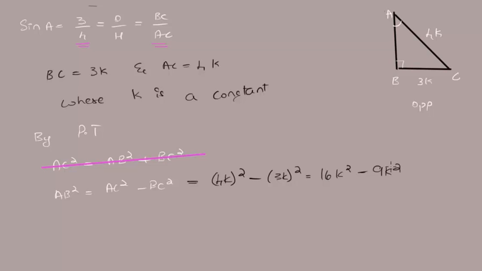9k square. So we have 16 minus 9, that is 7k square. So AB is equal to root of 7k whole square, so root 7 root k square. People who know basic maths know that square and square root get cancelled. So we have root 7k. So AB is equal to root 7k.